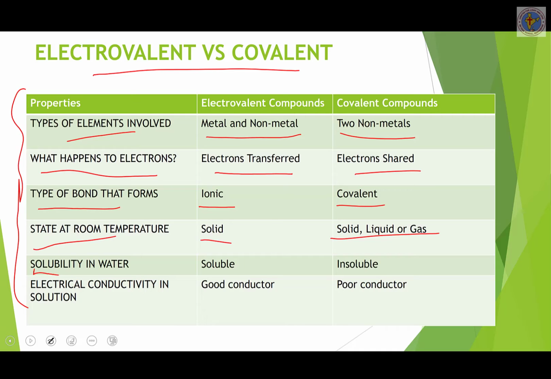What can you say about the solubility in water? Electrovalent compounds are soluble in water, whereas covalent compounds are insoluble in water. What about the conductivity in solution? Electrovalent compounds are good conductors, whereas covalent compounds are bad conductors. Like this we can compare the electrovalent and covalent compounds. So let us continue the session with the formation of covalent molecules.